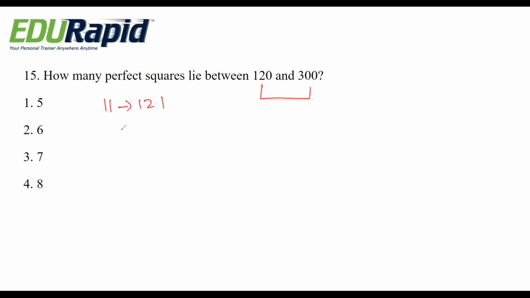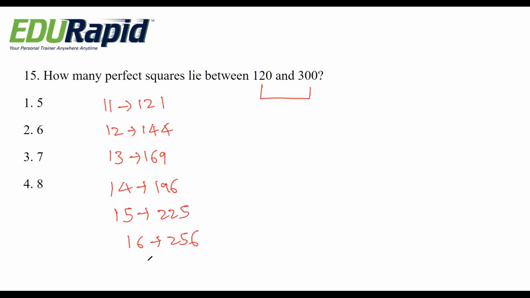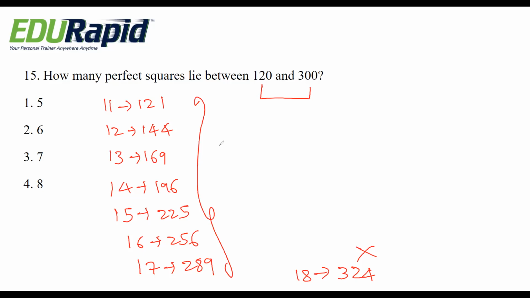11 square is 121, 12 square is 144, 13 square is 169, 14 square is 196, 15 square is 225, 16 square is 256, 17 square is 289, and 18 square is 324. It is more than 300, so only these. That means 7. There are 7 perfect squares that lie between 120 and 300.